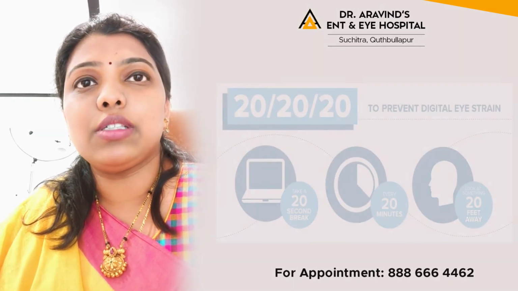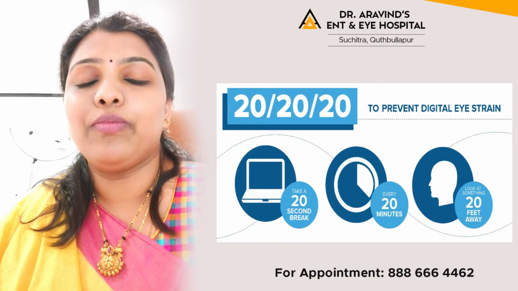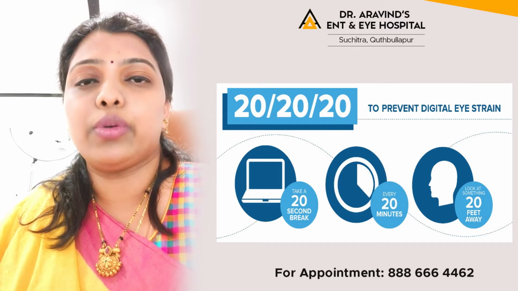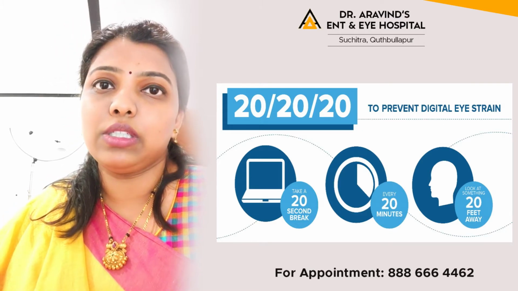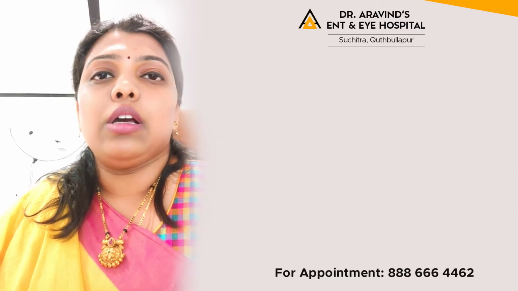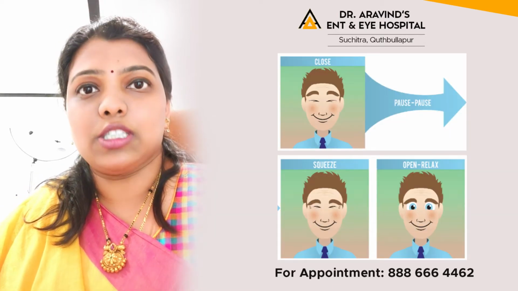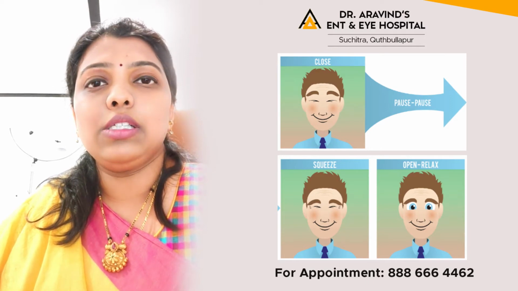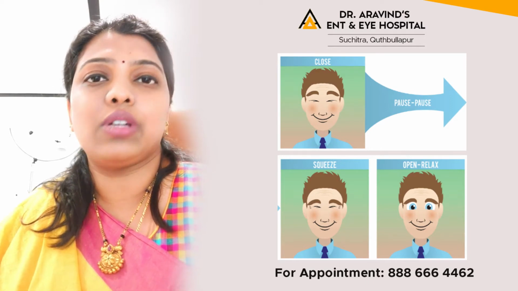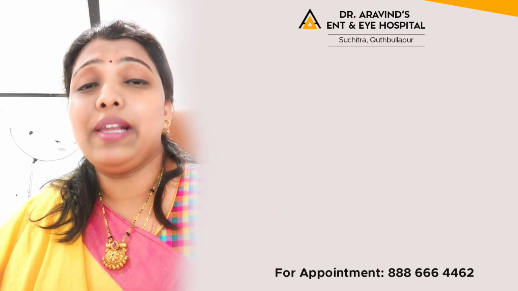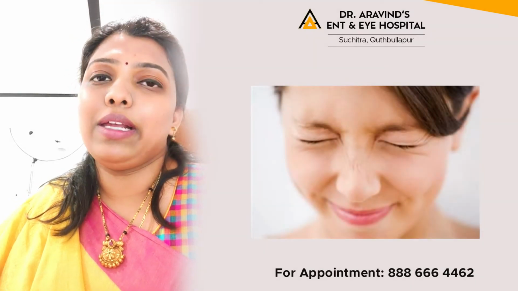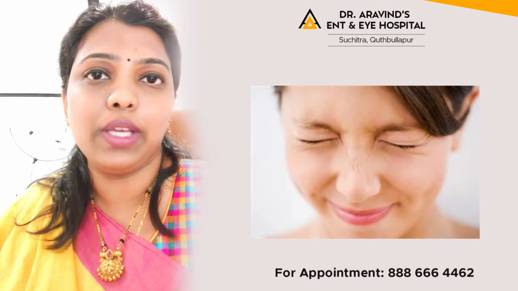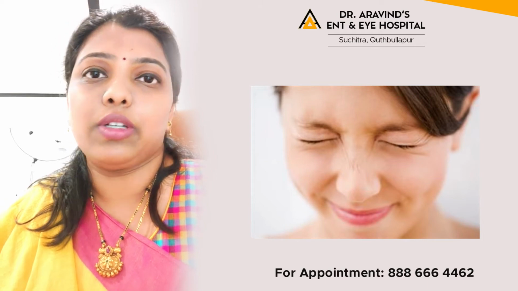The second step is following the 20-20-20 rule. That is, for every 20 minutes, you need to take a break for 20 seconds and look at something which is 20 feet away. Relax, pause your work, squeeze your eyes and then open. This helps the muscles of the eye to relax a little bit. Try to blink frequently. This frequent blinking will prevent the evaporation of water from the eye. This is the third thing that you can do.